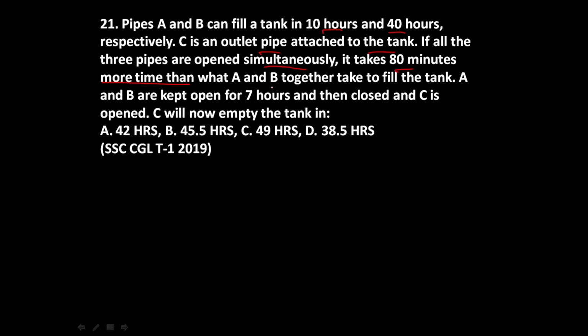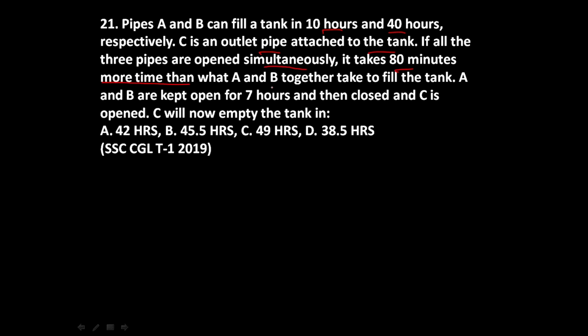First of all, we have to get the efficiency. A is 10, B is 40. Ratio of time. Total work is the LCM, 40. So the efficiency will be 4 and 1. So the total time taken by A plus B to fill the tank is 40 divided by 4 plus 1, 5, which means 8 hours.